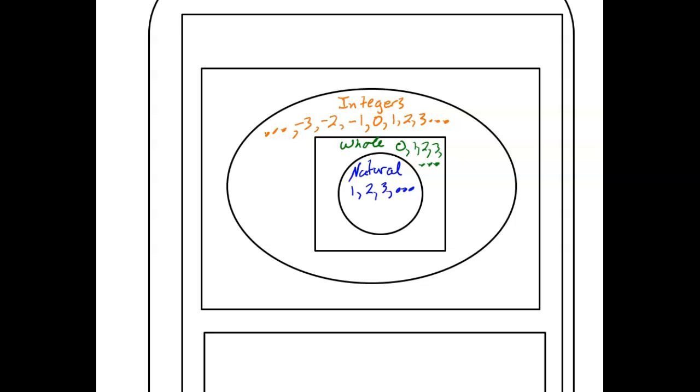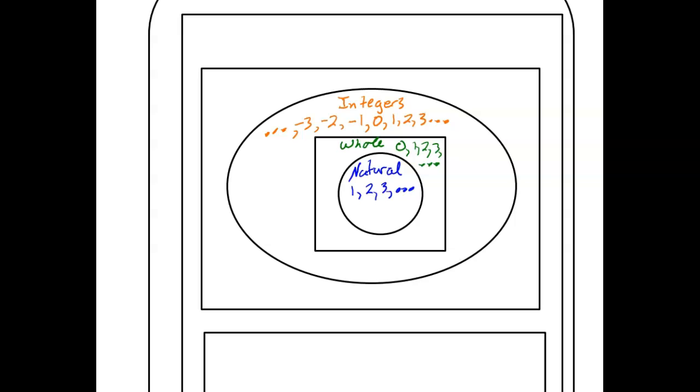And again, nested because all integers contain the whole numbers, and whole numbers contain the natural numbers. Okay, so above integers is the next level.